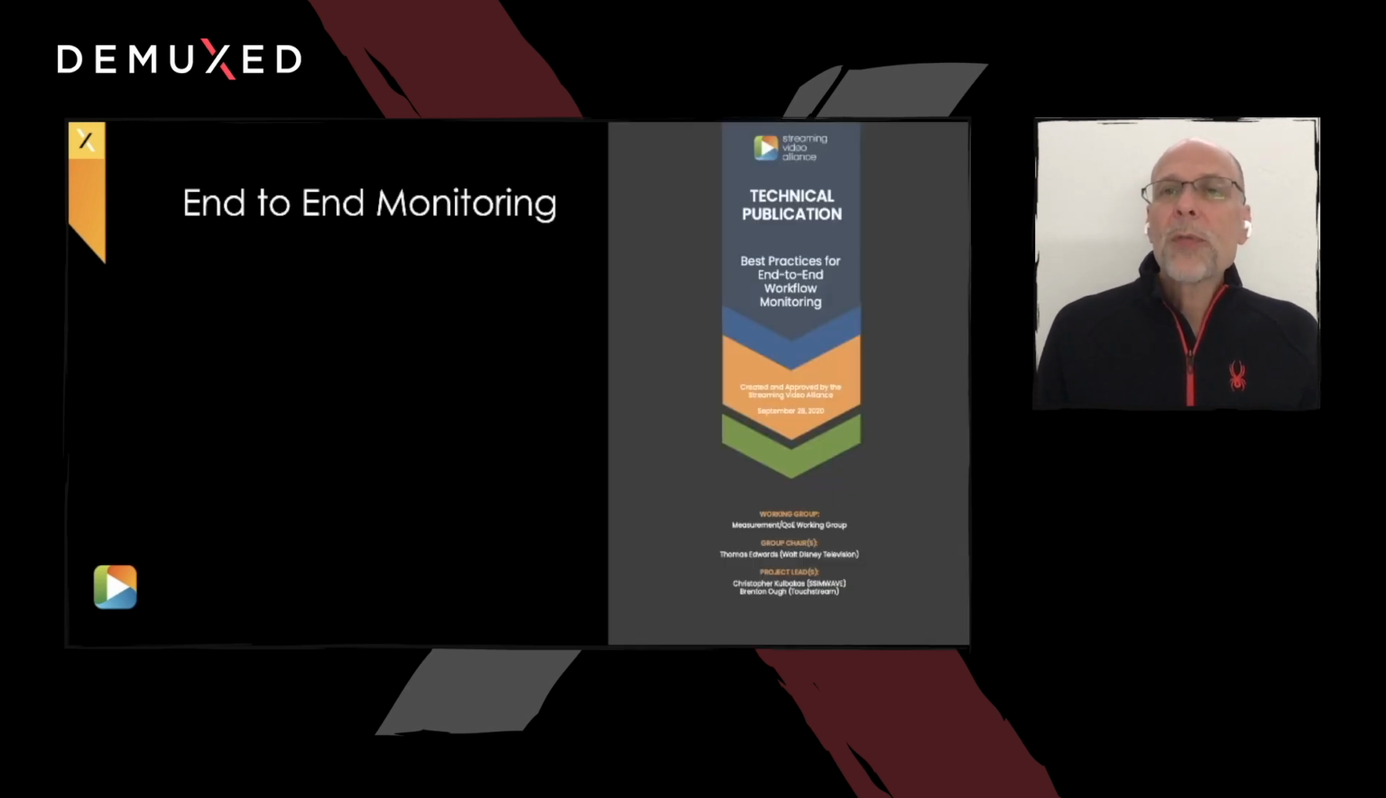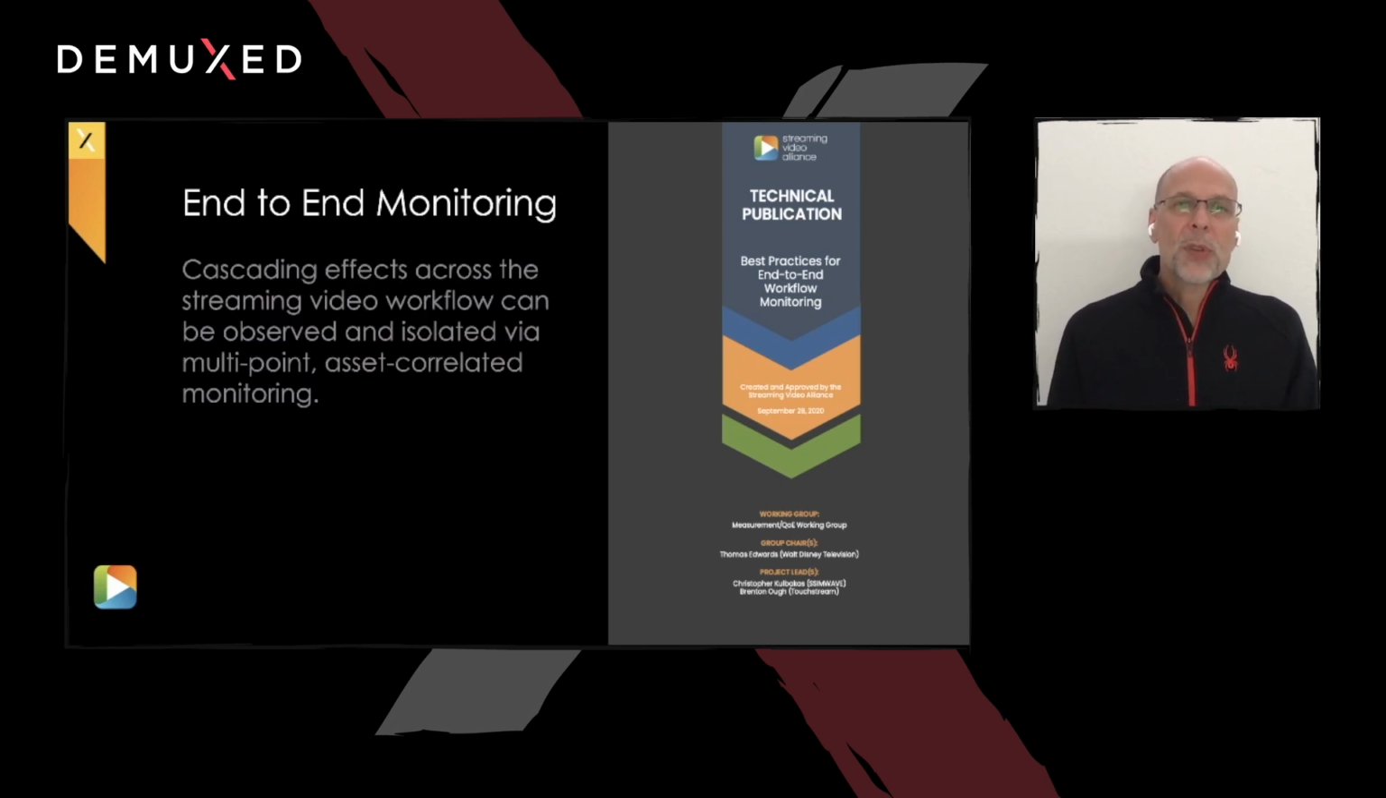Last year, the Streaming Video Alliance created this document, Best Practices for End-to-End Workflow Monitoring. And the fundamental premise of this document is that cascading effects across the streaming video workflow can be observed and isolated via multi-point asset-correlated monitoring. So this means collecting the data from various points along the way, from the CDN, from the player, from the origin, from the encoder, and then bringing that data together.